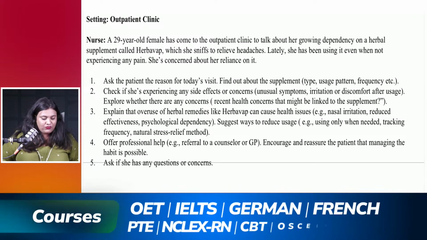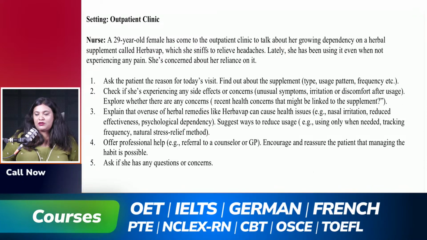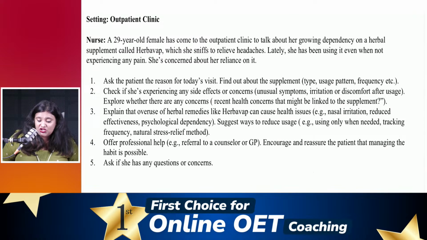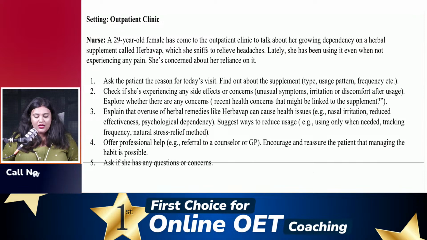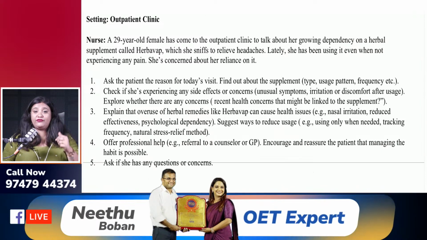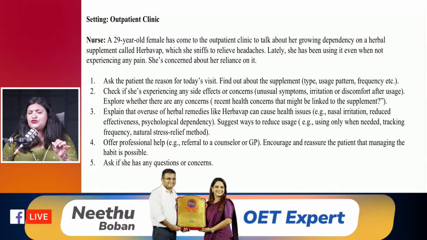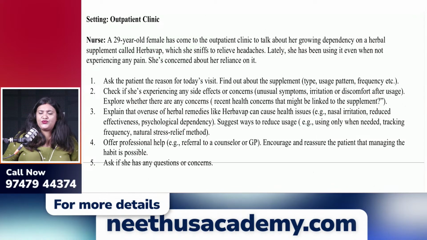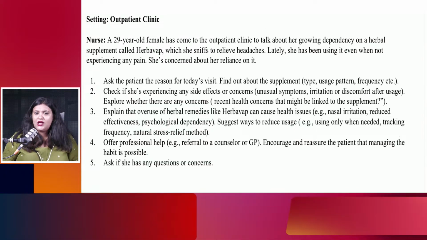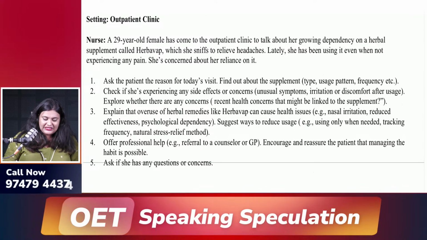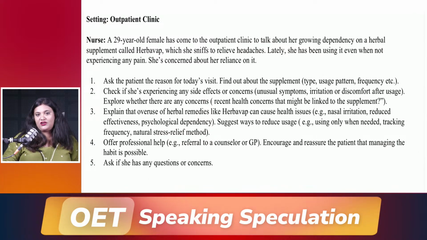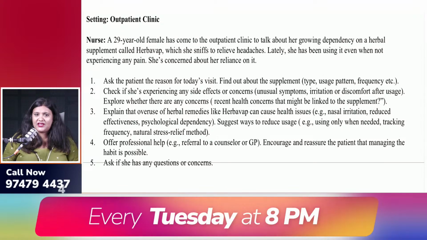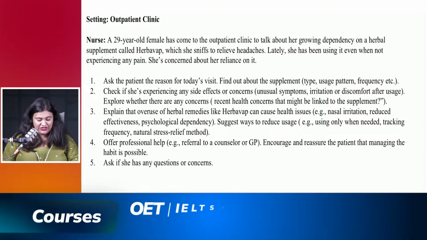So yes, I would like to see some questions in the comment section, how you'll be framing it for the type, usage pattern and frequency. Let me know in the comment section how you'll be asking for type. For type, you ask: could you please tell me what medicine it is? Like, they said they use herbal medicine, a herbal supplement. So you can ask, could you please tell me the name of the herbal supplement? Or could you please tell me the type of the herbal supplement that you use? These are all different questions that you can use.